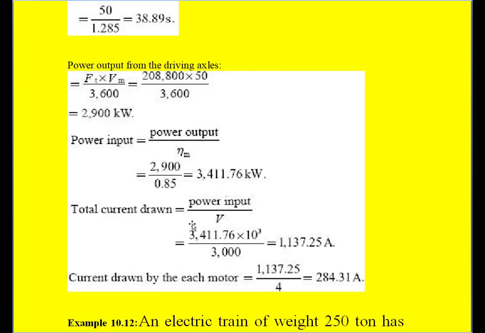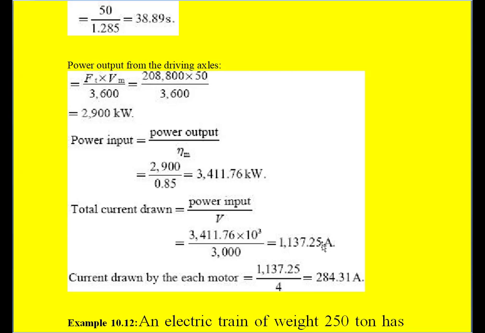The total current drawn by the motor set is given by power input divided by V. The power input is 3,411.76 kilowatts, so we multiply with 10 cube and divide with the voltage, that is supply voltage 3000. Then we get 1137.25 amperes. This is the total current drawn by all the traction motors connected across the supply.